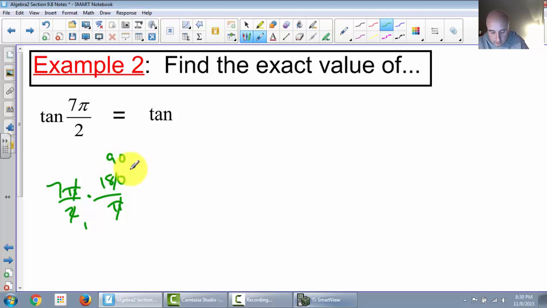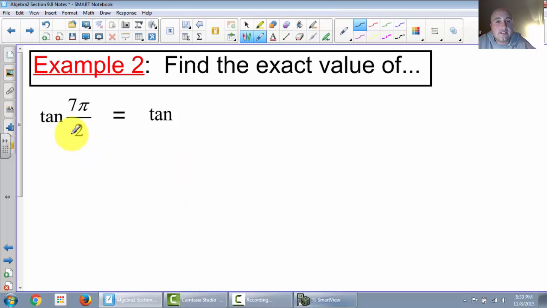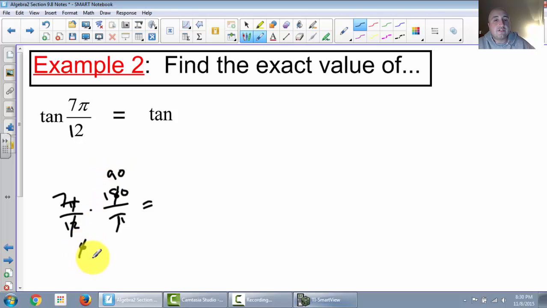Oops, I wrote this wrong. I do apologize, so please fix this in your notes. This should say 7 pi over 12. So I'm going to do 7 pi over 12 times 180 over pi, and then simplify that. The pi's cancel. Half of 12 is 6, half of 180 is 90. Half of 6 is 3, half of 90 is 45. 3 goes into 45 15 times. And then all I have left here is 7 times 15, which is equal to 105.